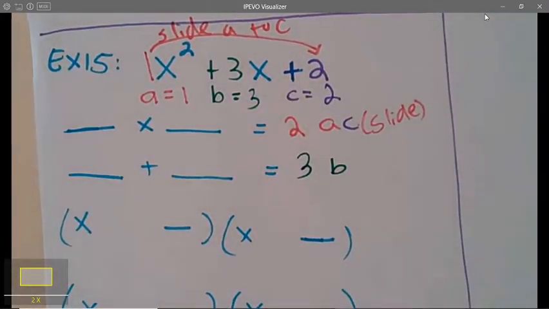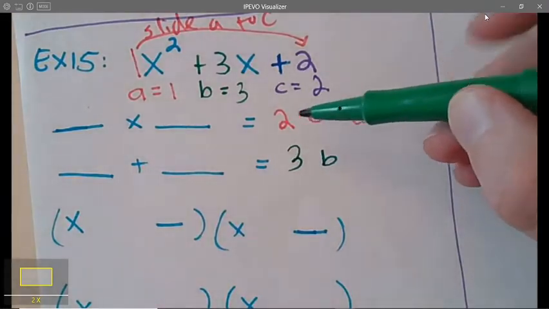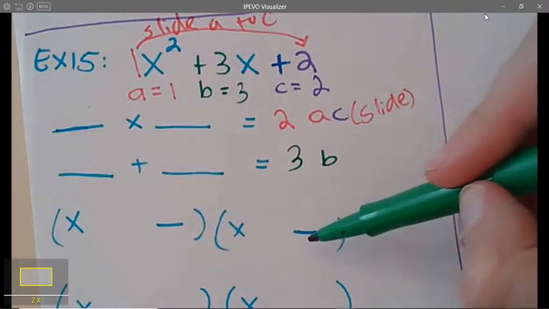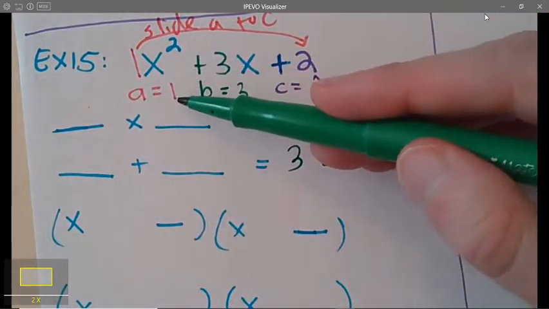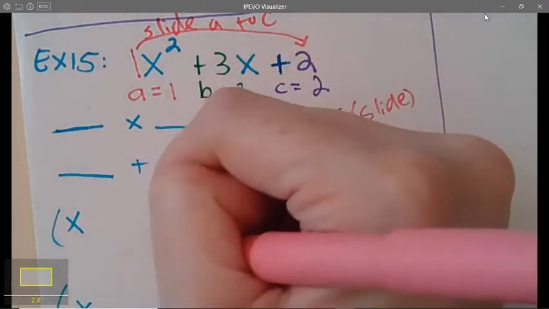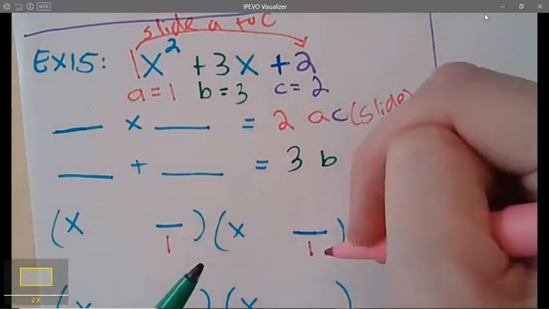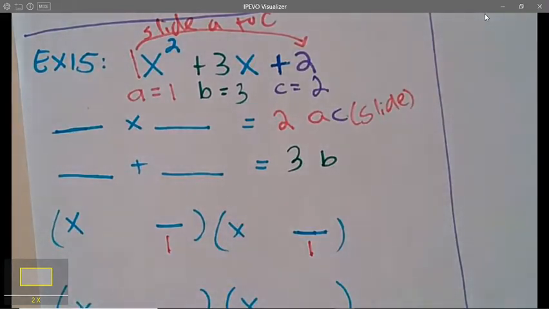Now don't forget, you slide, and at the very end, you are going to divide by what you slid over, which was the A, which happens to be a 1. So at the very end, we're dividing what we get by the A value, which in this case is a 1.